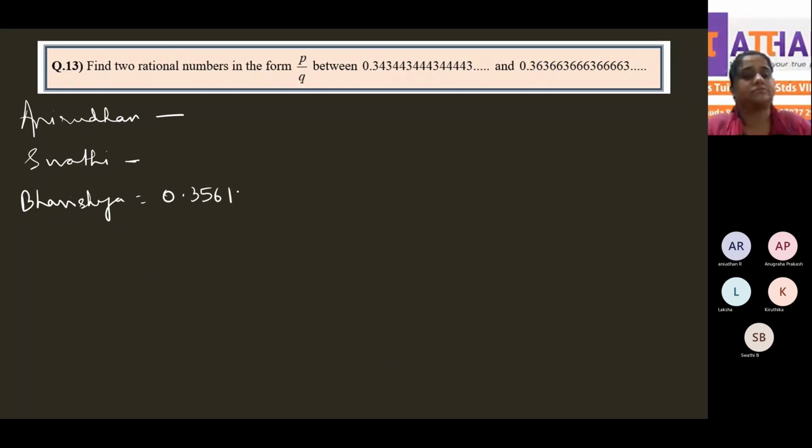0.3562. Non-terminating 0.357, 7. Which one is recurring? 7, 1. Which one is recurring? 7, 1 recurring. Very good. So Bhavishya is in the range. 0.34 and 0.36, so 0.35 is in the range. She's writing 0.35 something, 6.1. Terminating decimal, so rational. And then 0.35. She's sticking to 0.35 and 7.1 recurring.